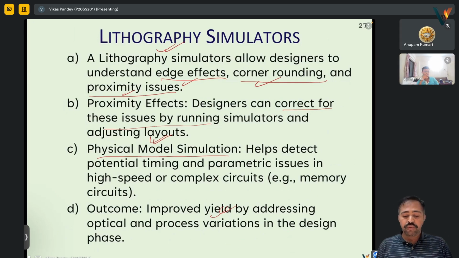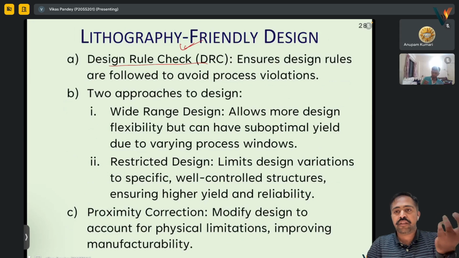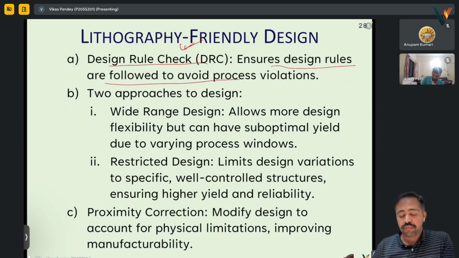So how do we do the lithography friendly design? This is done using design rule check, DRC. So whenever we send our mask to the printer, like whoever makes the mask, they do the DRC. They ensure the design rules are followed to avoid process variation. So there are two approaches to design. One is wide range design that allows more design flexibility but can have suboptimal yield due to varying process windows.